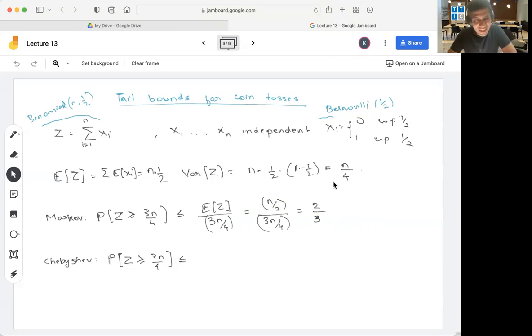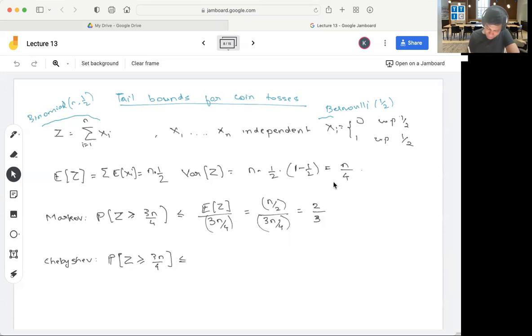So if we are interested in the event that z is less than 3n over 4, which is our good event, then this tells us that that happens with probability at least 1/3. This is better than the probabilistic method, where we were just able to say that the probability is greater than 0. So it's some progress, but maybe not a super high bound on the probability of the good event, or a super low bound on the probability of this tail.